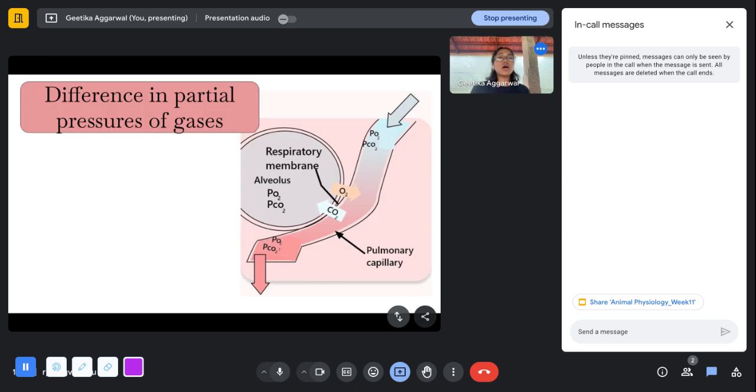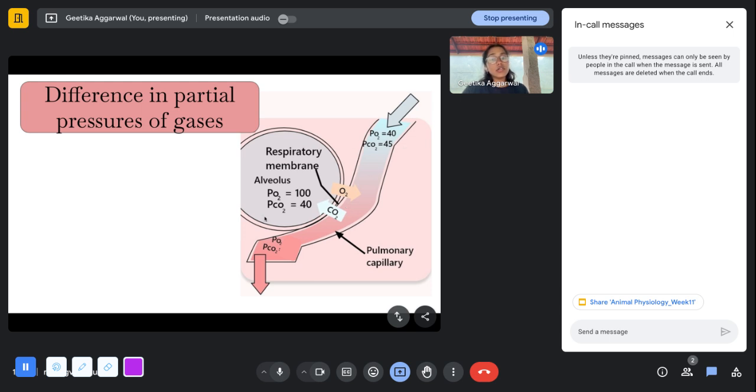So how does this happen? How does the exchange of gases happen? There's basically a difference in the partial pressure of gases in the inhaled air and in the partial pressure of gases in the deoxygenated and the oxygenated blood. So when we look at it further, in the inhaled air, the partial pressure of oxygen is about 100 millimeters of mercury, and of carbon dioxide it is 40 millimeters of mercury. But the deoxygenated blood that comes in has a partial pressure of oxygen of only 40, and of carbon dioxide up to 45.